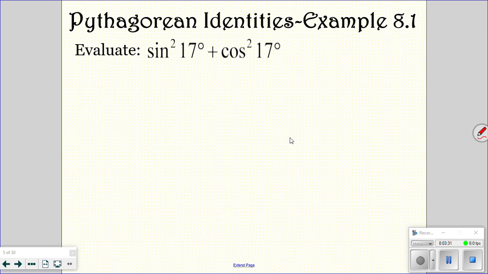Alright, so first example, we want to evaluate sine squared of 17 degrees plus cosine squared of 17 degrees. Do you know the sine of 17 degrees? Or the cosine of 17 degrees? No. We're not needing a calculator for this one. This is a little tricky question. It's just using the Pythagorean identity. Sine squared of any angle plus cosine squared of that same angle always equals 1. So that equals 1. So you didn't have to use a calculator or anything like that. You just had to know your identity and be able to apply it to this question.